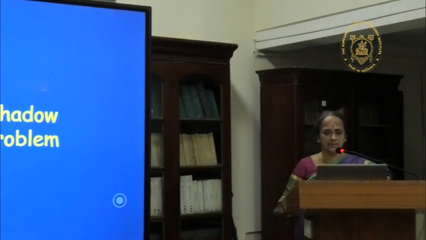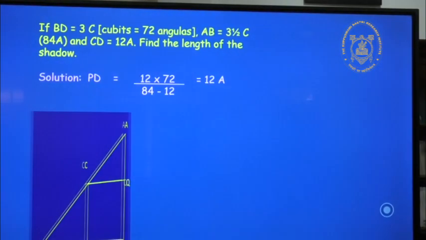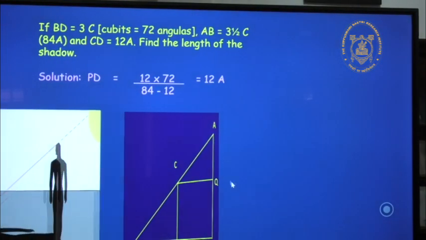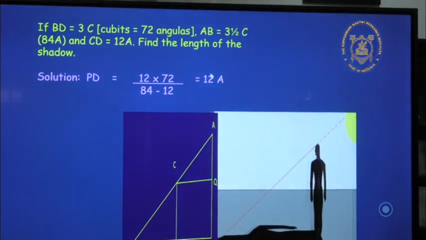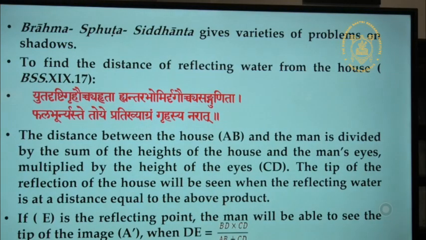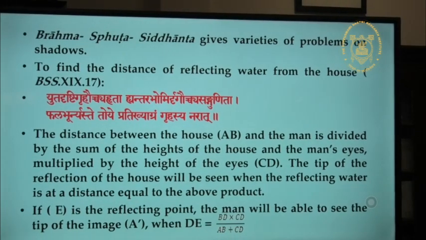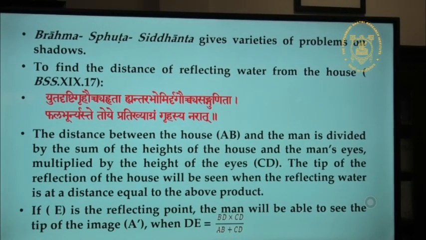For the same example is given, same thing, how to find the shadow, the result is given. Using the rule, we find the result. And in Brahmasphuta Siddhanta, in chapter 19, he uses various varieties of problems and shadows to find the height of the building and so on.